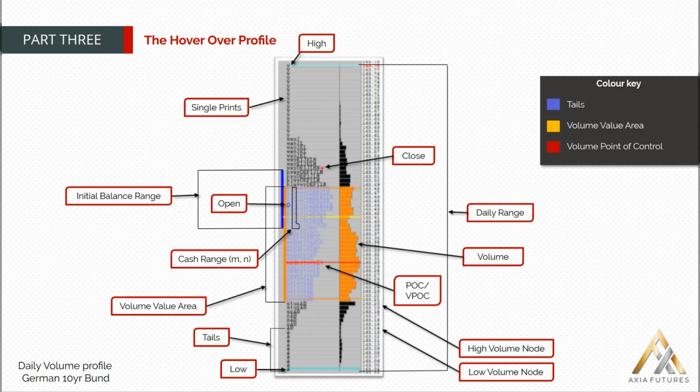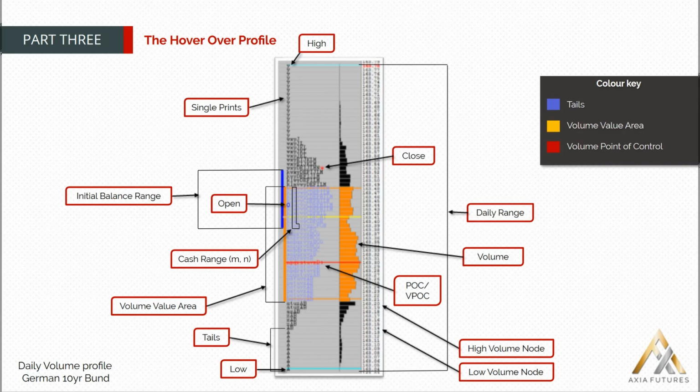We then have tails. Now, a tail, as you can see, is also known here as a single print. However, a tail tells us something very significant. It tells us where a market auctions very quickly away from a specific area. We highlight these tails very often in distributions because they're telling us when a market very quickly rejects a certain price. So a tail is nothing more than a few single prints together, and as you can see, we have it at both the low and the high of this volume profile.